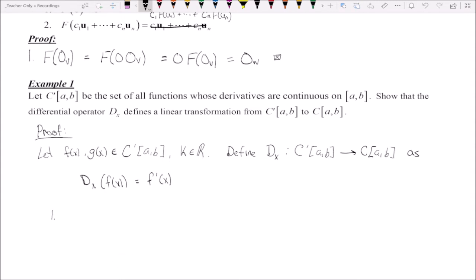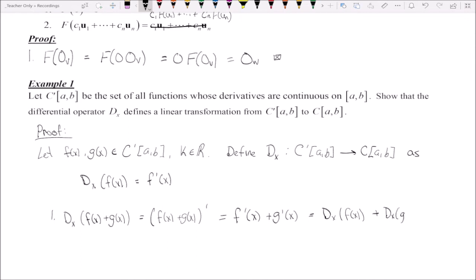First, we have to show that the first property holds. So we take d sub x of f of x plus g of x. All right, so this is f of x plus g of x prime. And you should recall from calc that this is f prime plus g prime. This is the sum rule of derivatives. Well, that is dx of f plus dx of g. So the first property is satisfied.